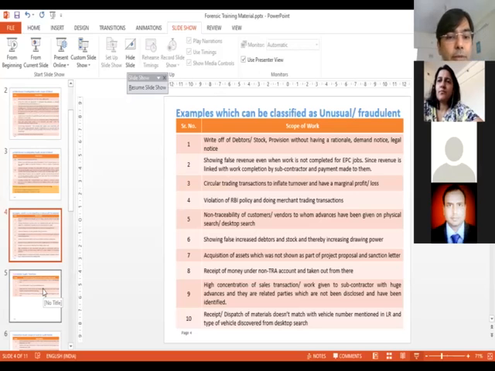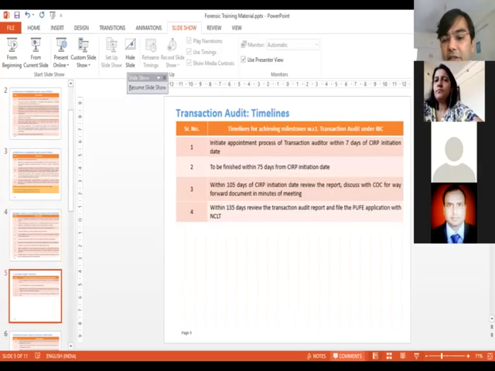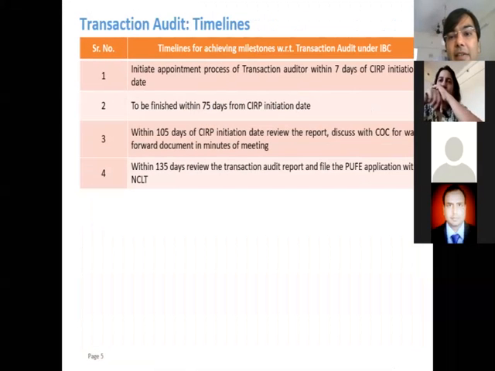Fine, then I move to the next area, which is the forensic audit under IBC. We call it a transaction audit under the IBC. I'll give a little background. Under the IBC, since it is a very time-bound activity, the interim resolution professional appoints the transaction auditor within 7 days of the CIRP initiation date, and the audit needs to be completed within 75 days of the initiation date, after which there will be a discussion with the COC and the resolution professional.